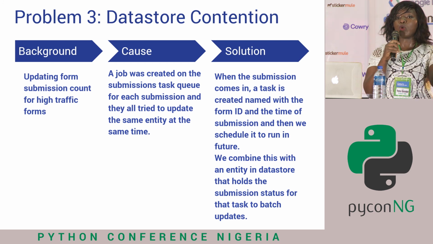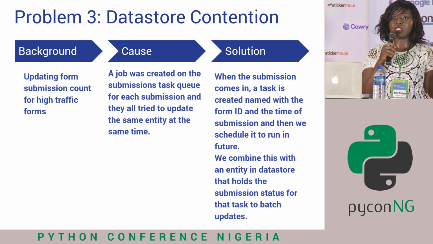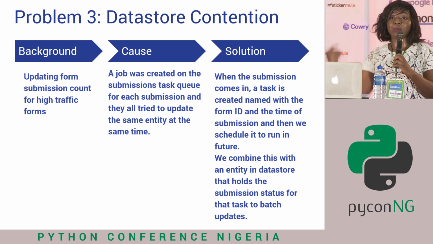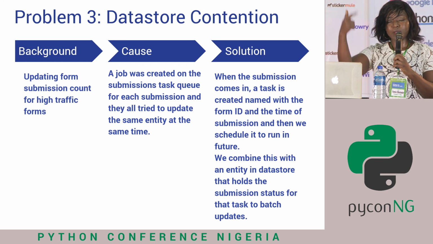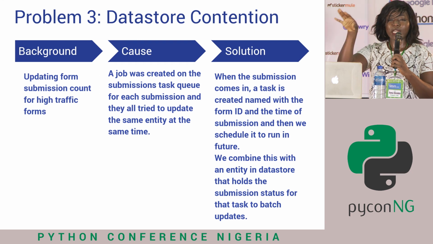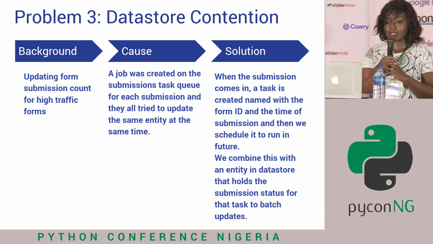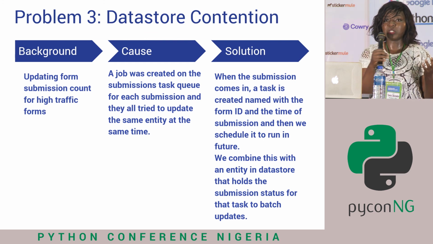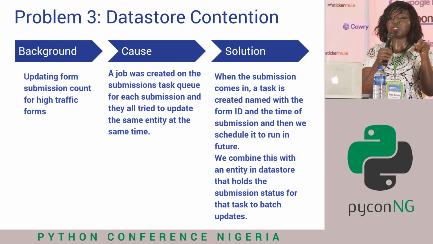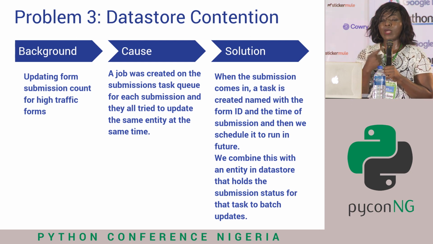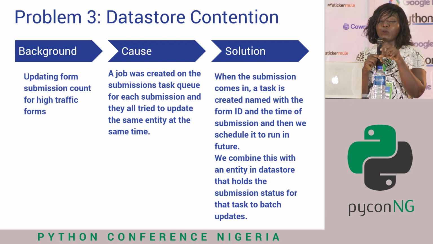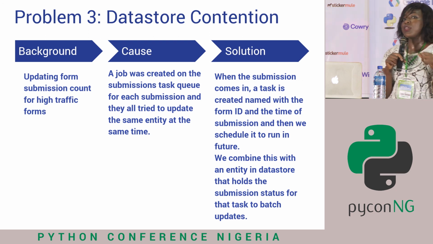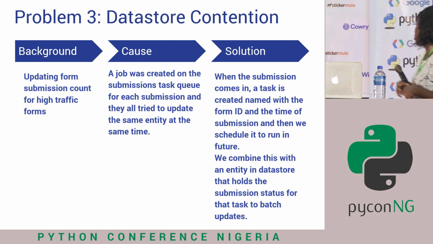This means you want to know if you have just 10 responses or 50 or 100 responses. The way we update that is, once a form is submitted, we have an object where the count is updated. And it became a problem because we started having contention errors just from trying to update a submission count. This was an example of the data store contention problem we experienced, and we had to investigate what happened.